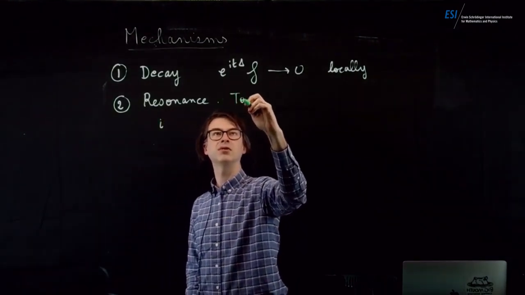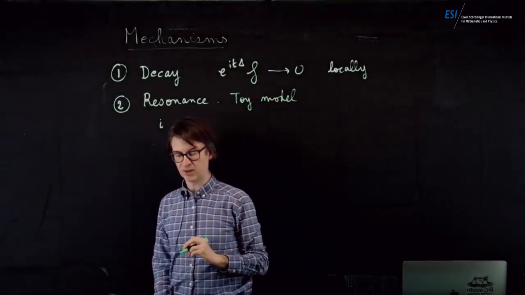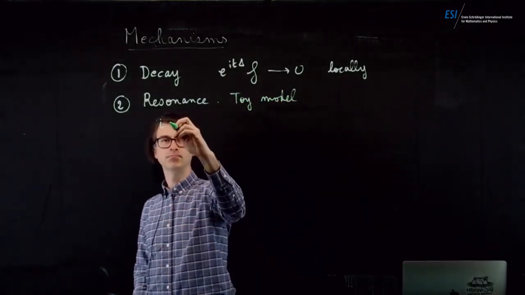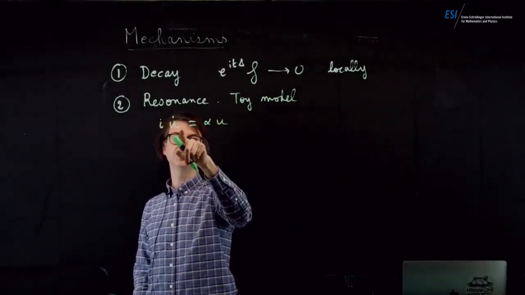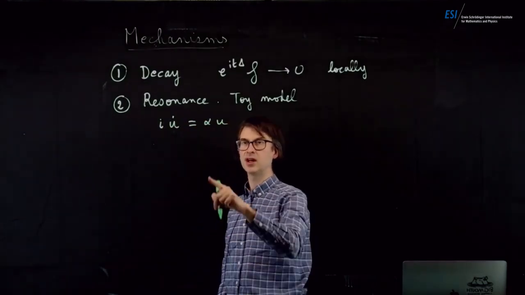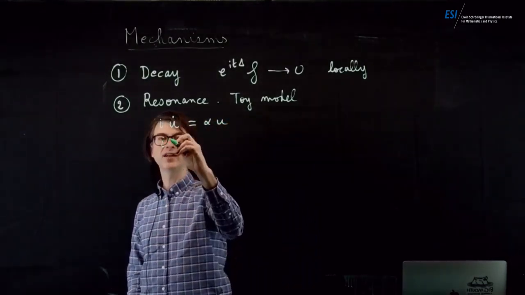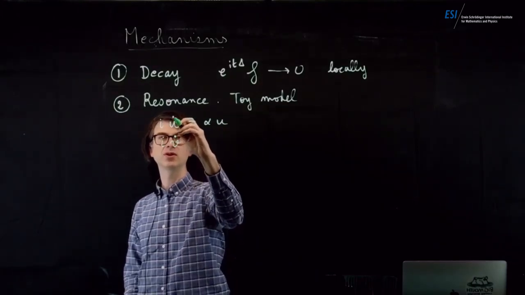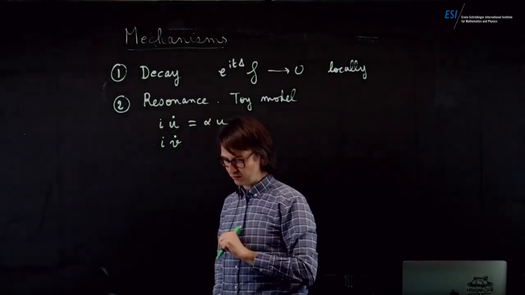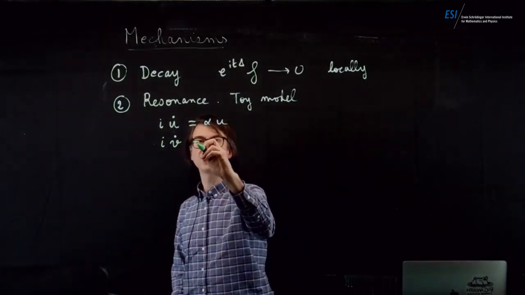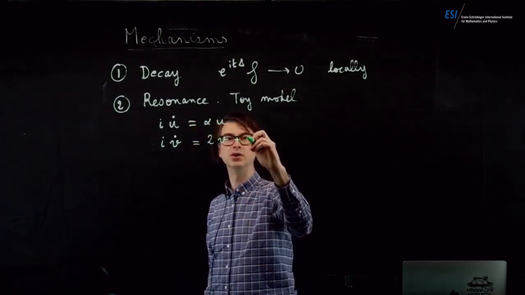Let's look at a toy model. That's just a dynamical system in R2. So U is just an oscillator at frequency alpha. And then V is also an oscillator. Dot means derivative with respect to time. V is also an oscillator with frequency 2, and then it's forced by U.